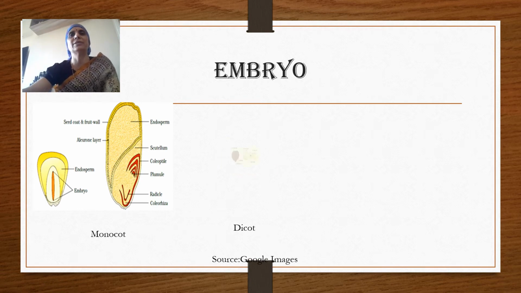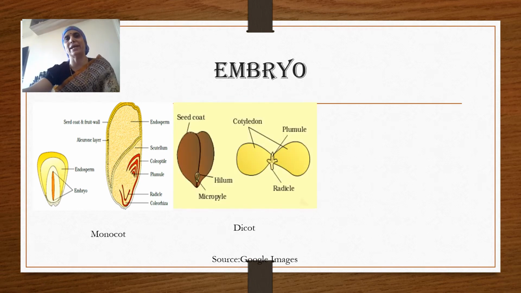Now the second seed is a non-endospermic dicotyledonous seed, and it is that of a gram. And you can see here the two cotyledons and the embryo, the plumule and the radicle here. So we don't have an endosperm here. So it is called non-endospermic dicot seed.